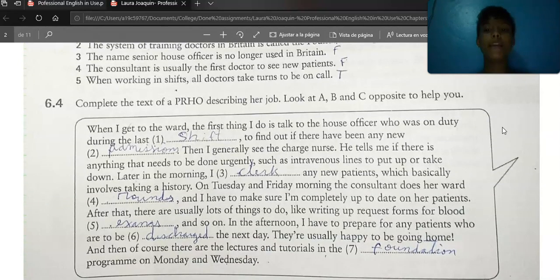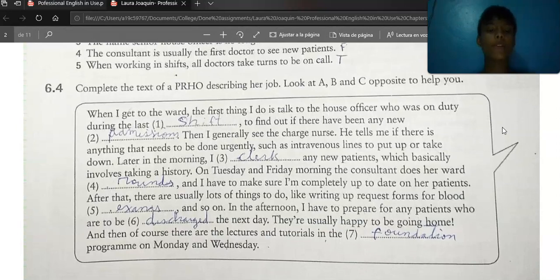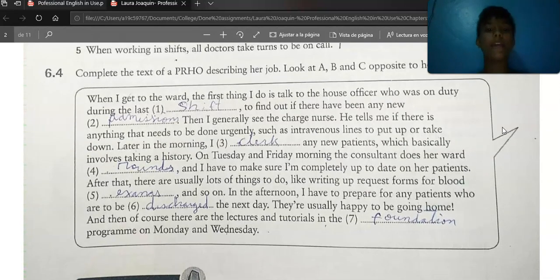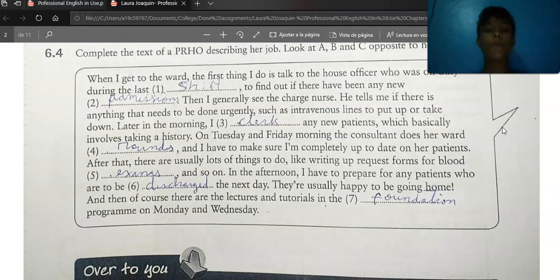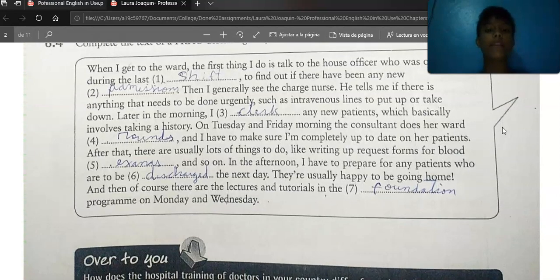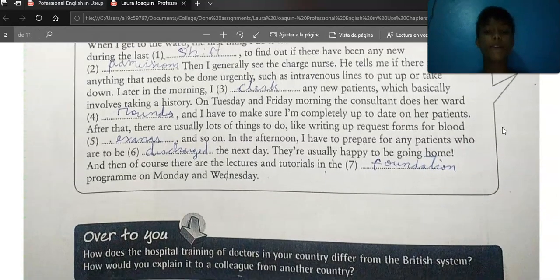Complete the text of a PRHO describing her job. Look at A, B, and C opposite to help you. When I get to work, the first thing I do is talk to the house officer who was on duty during the last shift, to find out if there have been any new admissions. Then I generally see the charge nurse. He tells me if there is anything that needs to be done urgently, such as intravenous lines to put up or take down. Later in the morning, I clerk any new patients, which basically involves taking a history.